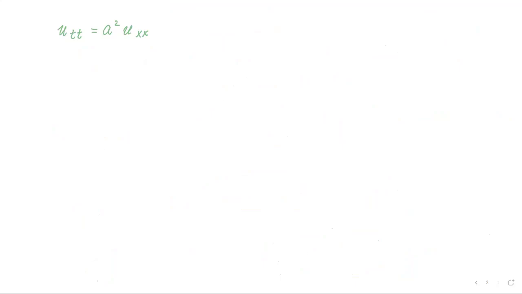So we are going to solve the equation second derivative by t equals a square times second derivative by x. Well, usually an equation does not come by itself. It comes with some kind of initial values or boundary values. So what do we have? I'm going to start with boundary values.